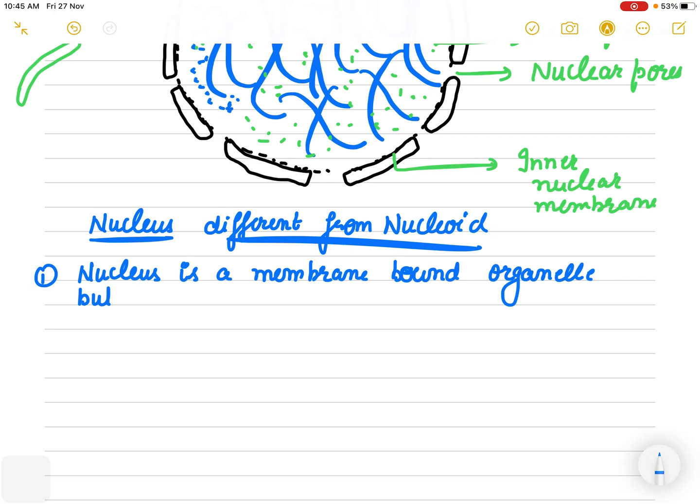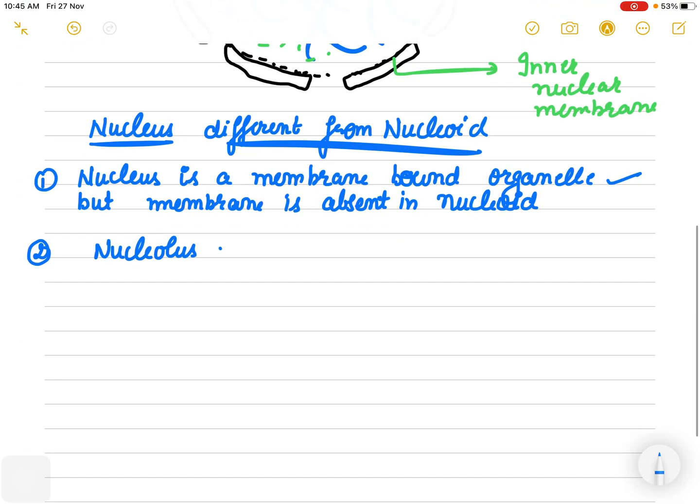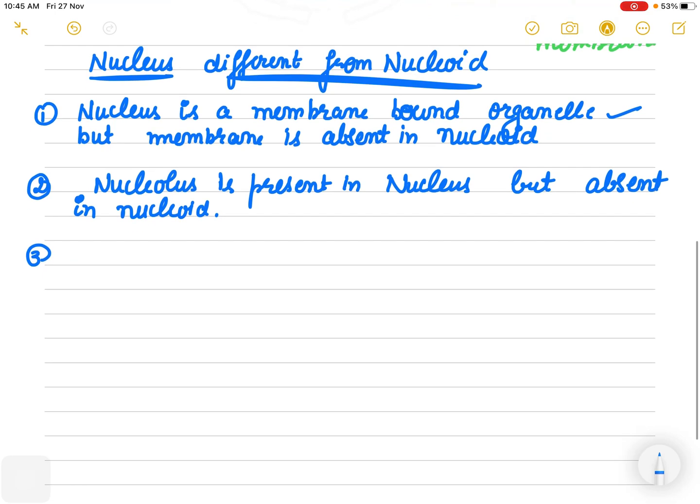But the membrane covering is absent in nucleoid. I think the first point is very clear to every one of you, that membrane is present in nucleus but absent in the nucleoid. Nucleolus, we have drawn here the nucleolus. It is present in nucleus but absent in nucleoid, right? The third point, the size.